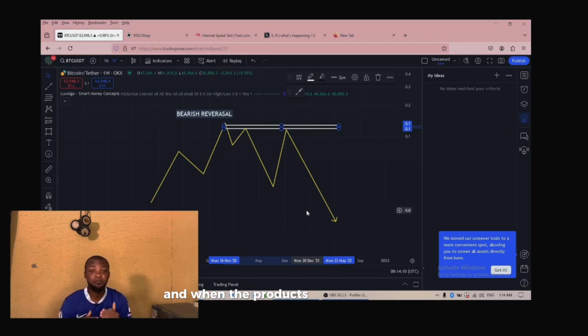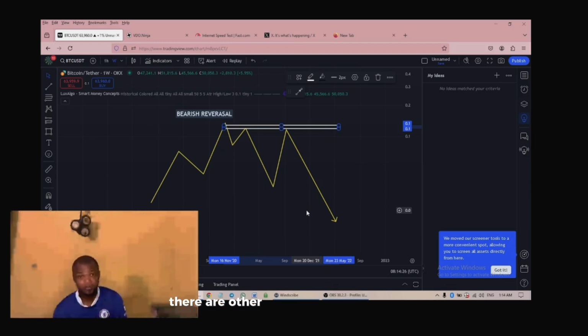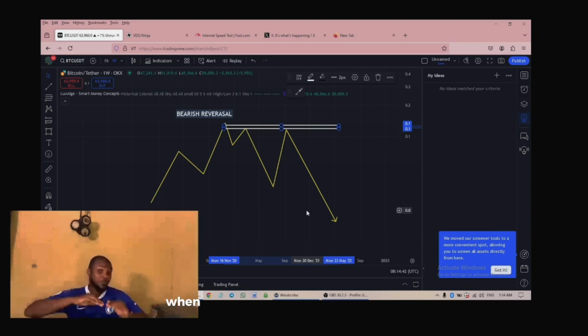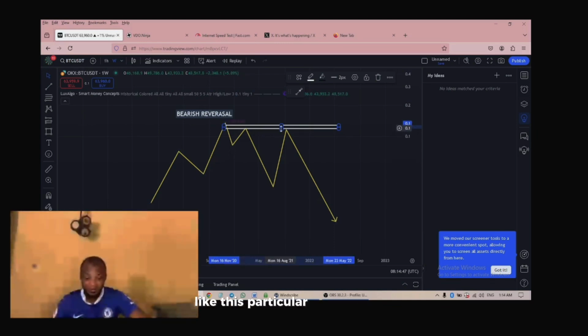And when the product is more than the buyers, like there are enough keyboards, but there are not many buyers in the market. People are not really interested in the particular keyboard. There are other things that they can use as a replacement for the keyboard. So you can expect the sellers to reduce the price of the keyboard in order to entice the buyers. That's when you see a market like this particular one.